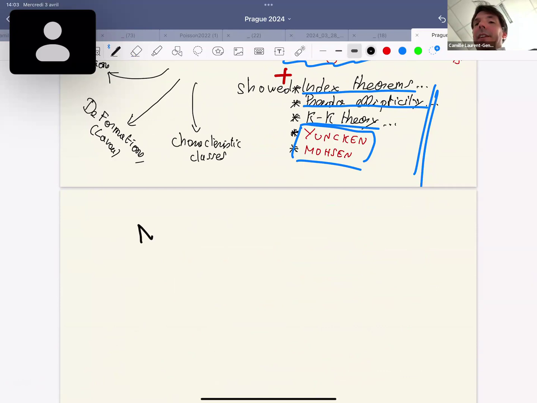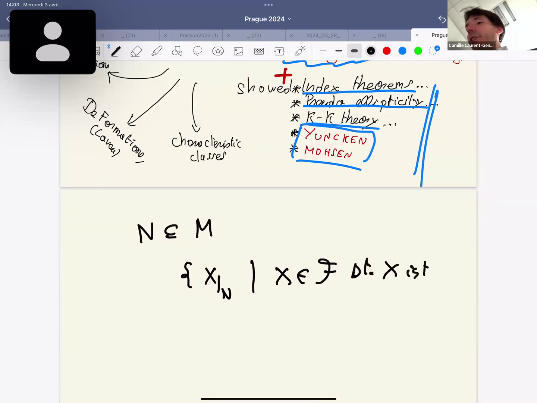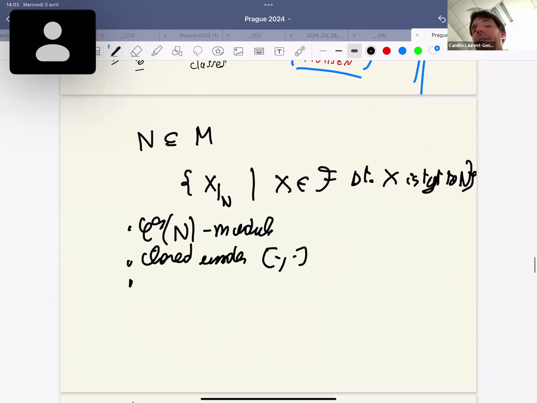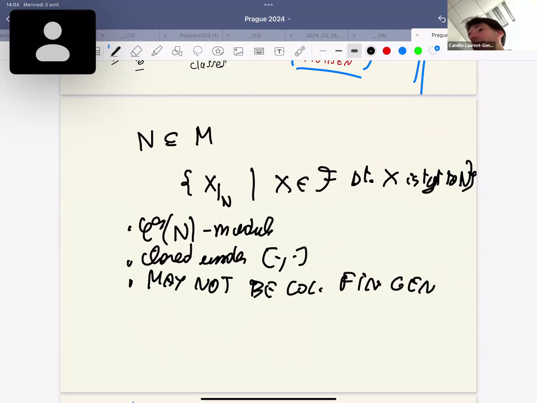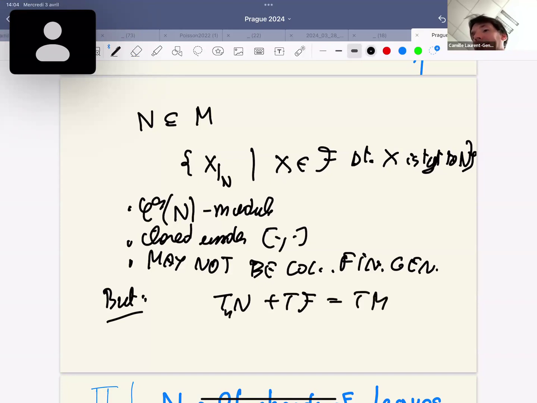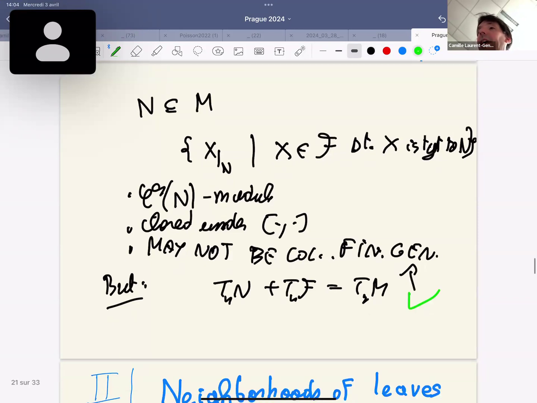Step by step. If you take N inside M, you can take the restriction to N of all vector fields X in F such that X is also tangent to N. This is a sheaf of N-modules, and this is closed under the bracket. Now, it may not be locally finitely generated. But if TN and TF add up to everything, then it is locally finitely generated.